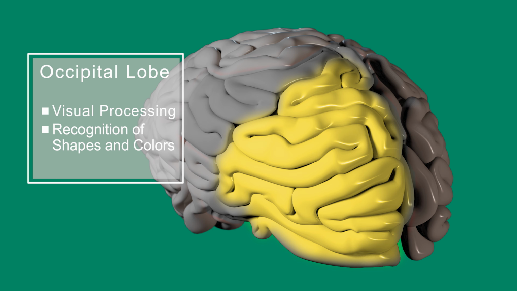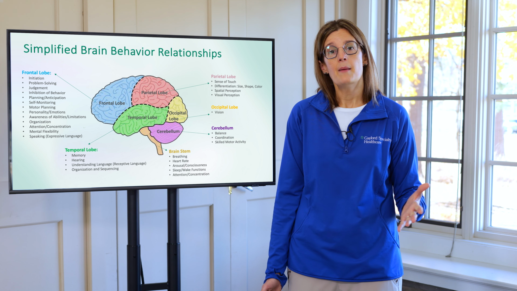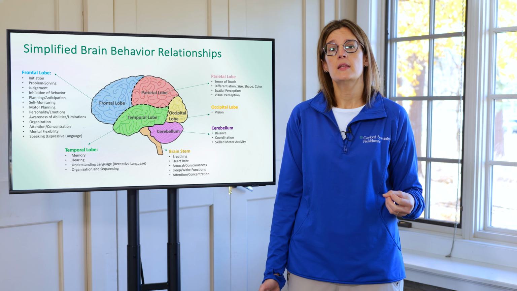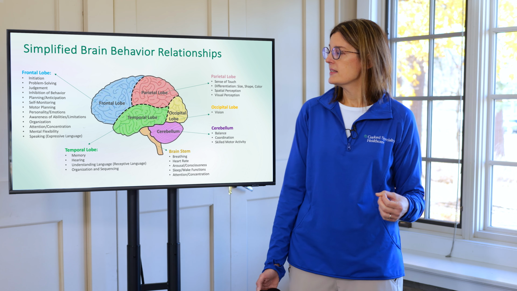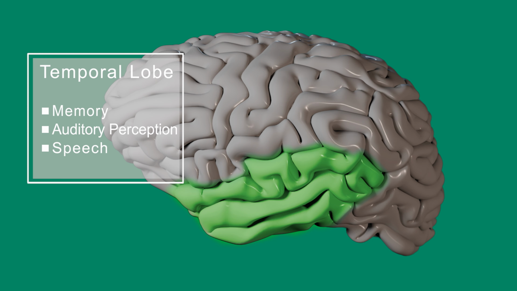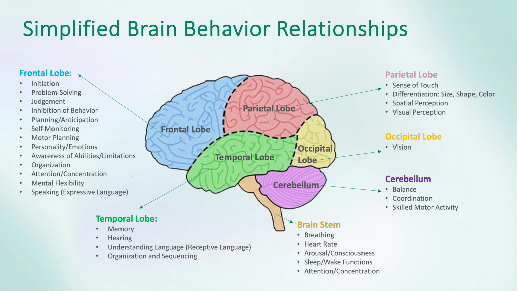The occipital lobe is responsible for vision. That being said, it is not uncommon for stroke survivors to experience changes to their vision outside of having a stroke in the occipital lobe. The next region we'll talk about is the temporal lobe. That's the area in green there for you on your diagrams. The temporal lobe is responsible for memory, for hearing, for understanding spoken language, or something we call auditory comprehension, as well as organization and sequencing.